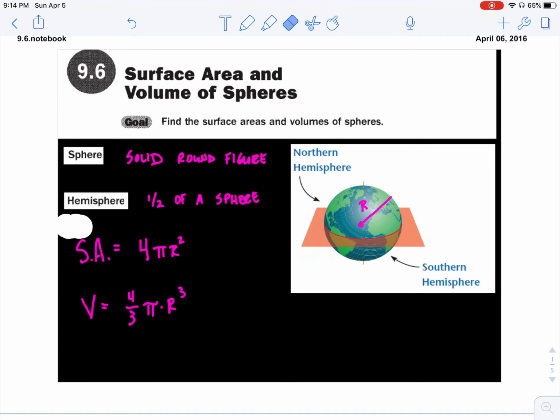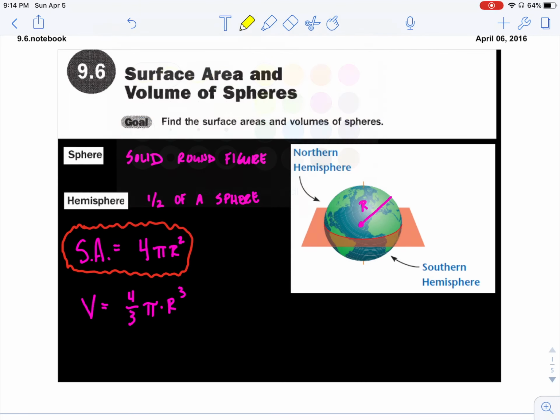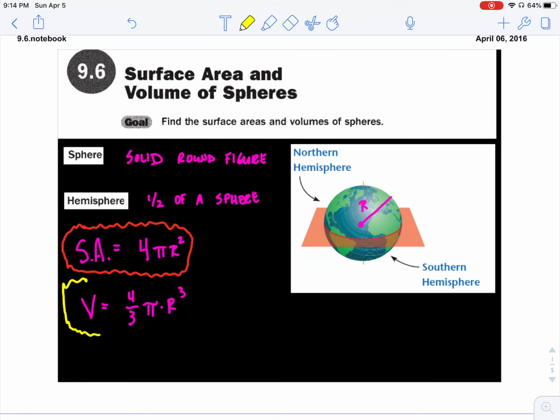Two new formulas here. The surface area of a sphere is going to be 4 times pi times r times itself, so 4 pi r squared. And the volume is going to be similar to that, 4/3 times pi times r cubed. So really the only thing you need to know for calculating these is the radius of the sphere.